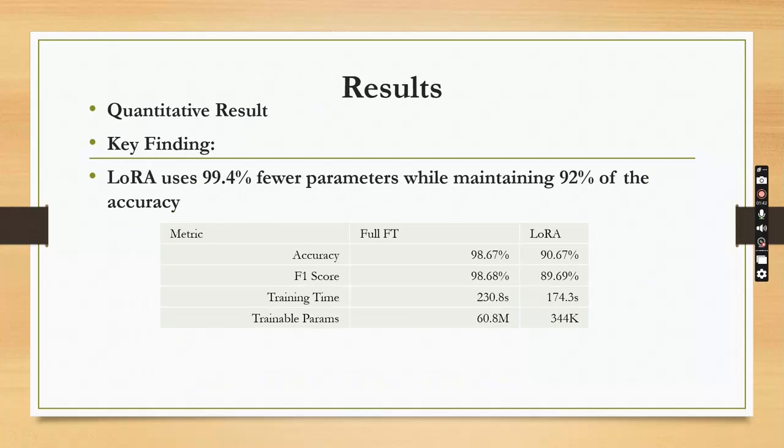Okay. Full fine tuning achieved 98.67 accuracy. LoRA achieved 90.67 accuracy. The key difference is about 8%. But when we look at the parameters, full fine tuning takes 60 million parameters, and LoRA takes 344,000, which is basically 99.4% fewer parameters compared to full fine tuning. Training time, LoRA was 24% faster, because it achieves 92% accuracy with less than 1% of the parameters.